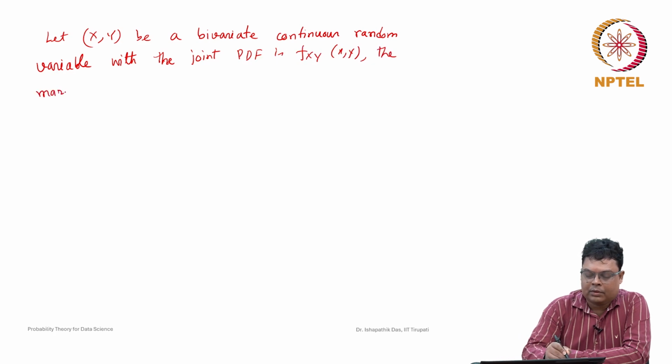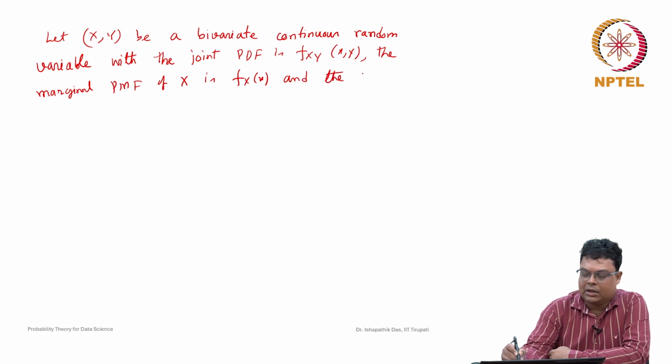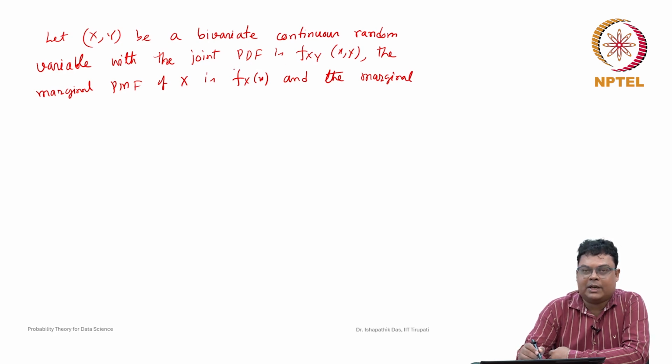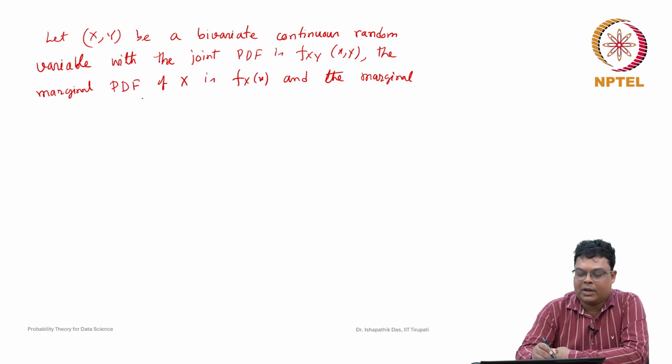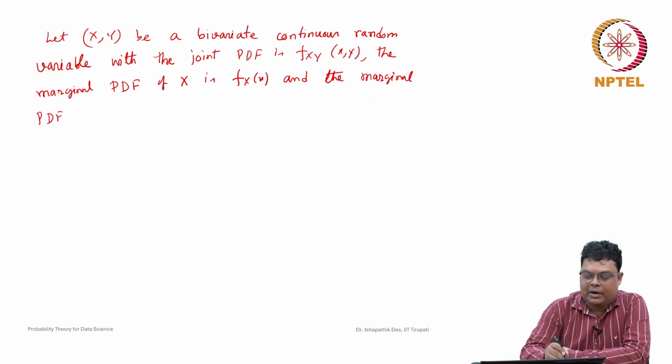The marginal probability mass function of x is f x. Sorry, we have just discussed probability mass function, so automatically I am saying mass function, but it is a continuous random variable, so it will always be probability density function. The joint probability density function is f of x y. The marginal probability density function of x is f of x, and the marginal probability density function of y is f of y.